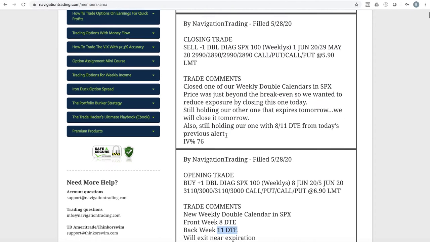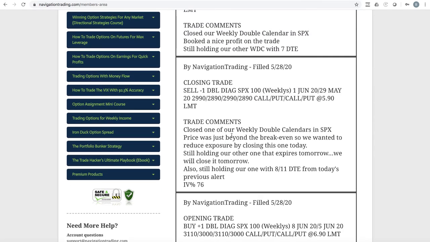Next alert. Closing trade in SPX. So this is our other weekly double calendar. We had these two that both expired today on Friday, and so we went ahead and closed those out.